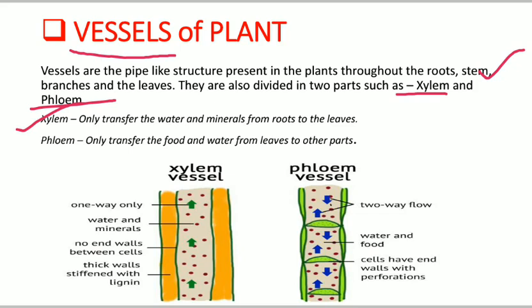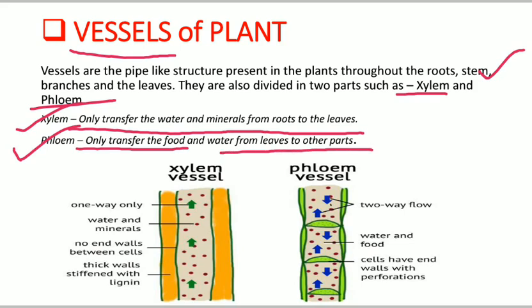And what does xylem do? Xylem transfers only the water and minerals from the roots to the leaves. Phloem is the other vessel, which only transfers the food prepared inside the leaves. It transfers the food and water from the leaves to the different parts of the plant's body, right?